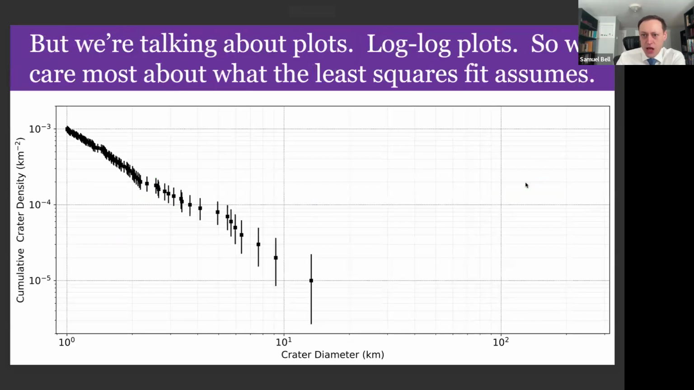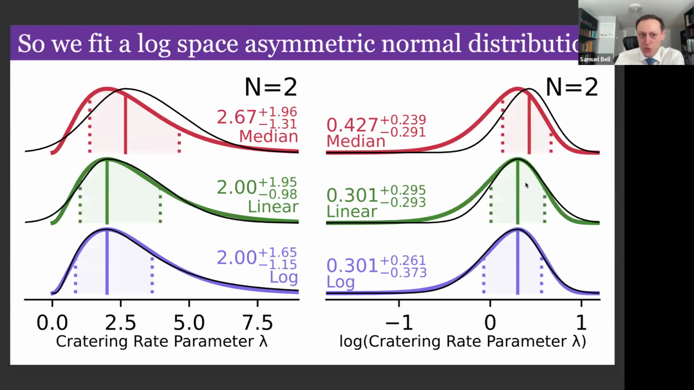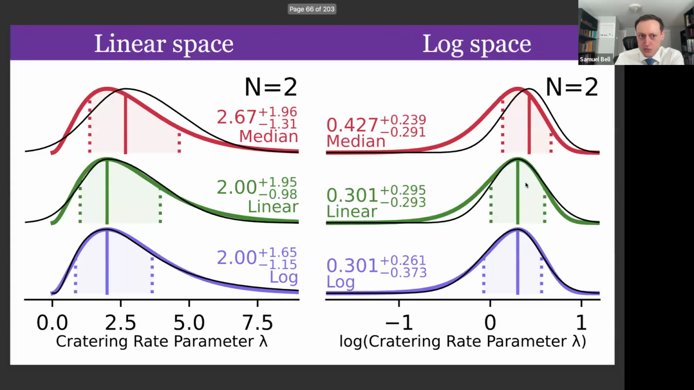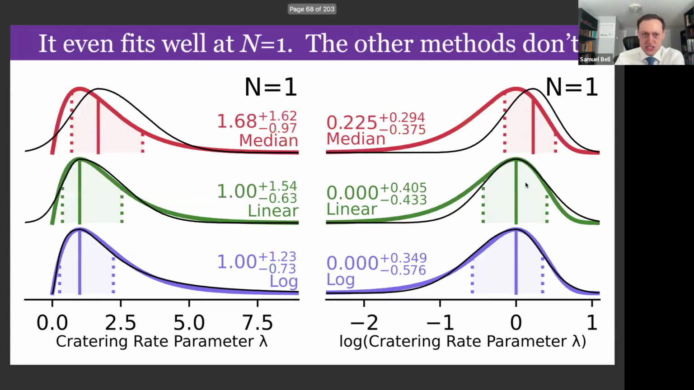But we're talking about log plots, so we care most about what the least squares fit assumes. Because our plots are in log space, it assumes a normal distribution in log space. So we fit a log space asymmetric normal distribution. Linear space, log space. It's the closest match. Back in linear space too. It even fits well at n of 1. The other methods do not.